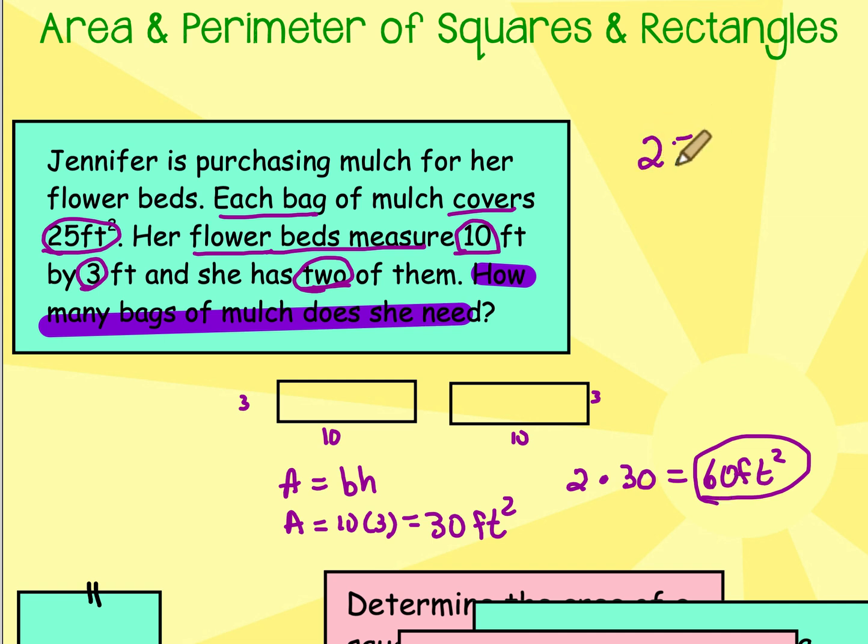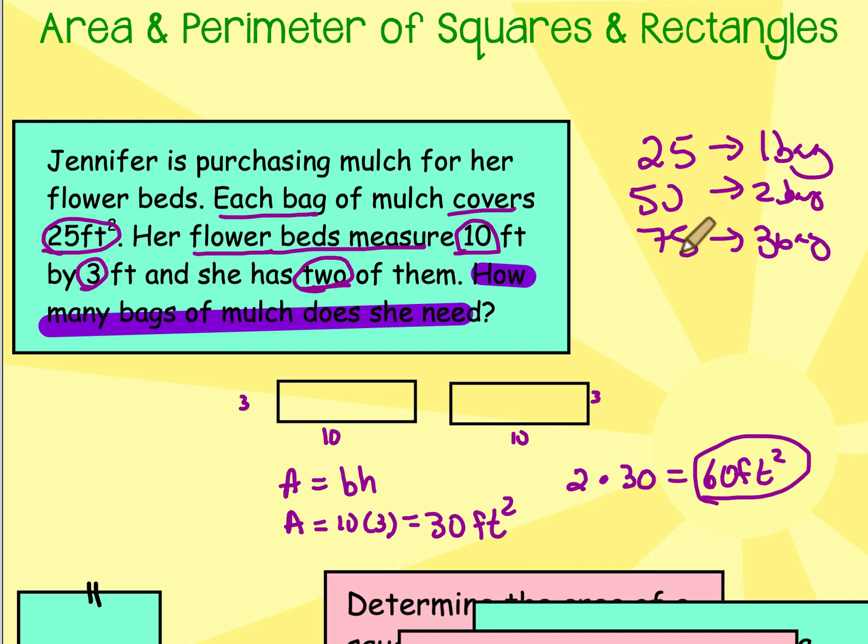Well, 1 bag is 25. 2 bags would be how many? Another 25, so that would be 50. And that's not enough. I can't buy part of a bag, so if I get a 3rd bag, I have 75 square feet, which would be enough. So my answer would be that Jennifer needs to purchase 3 bags of mulch.